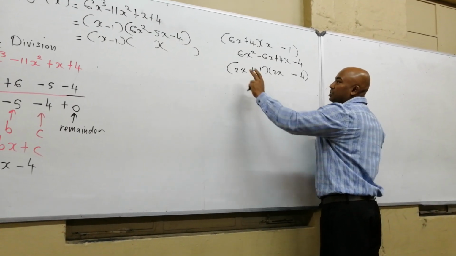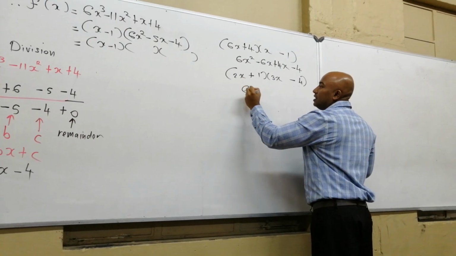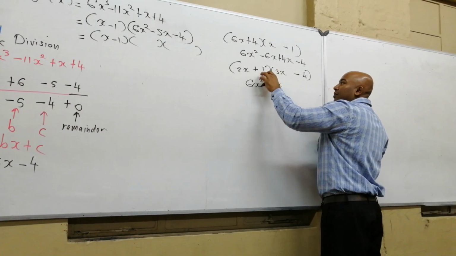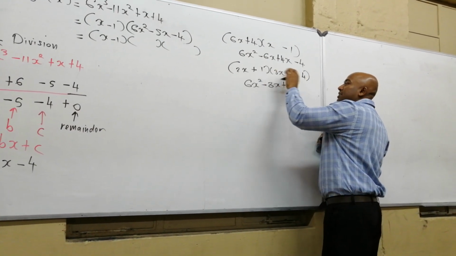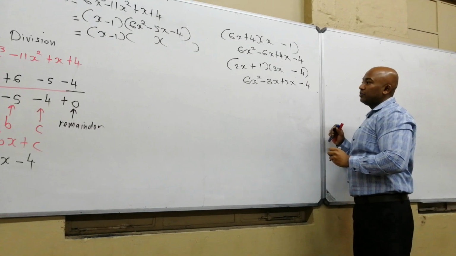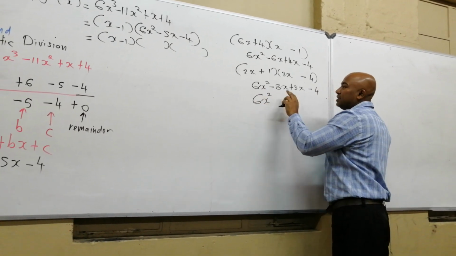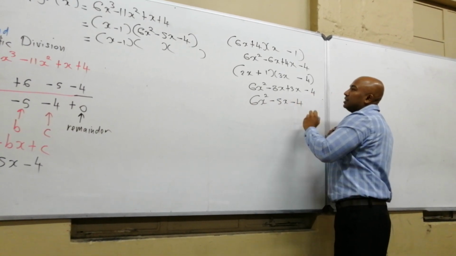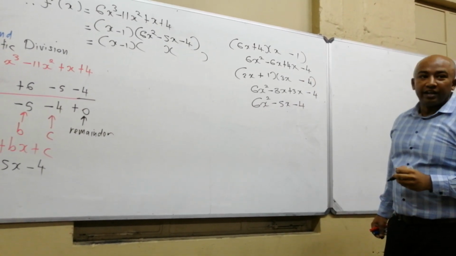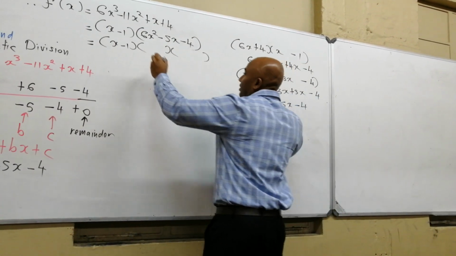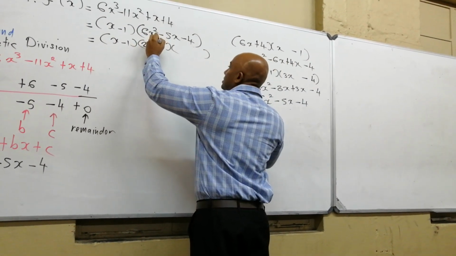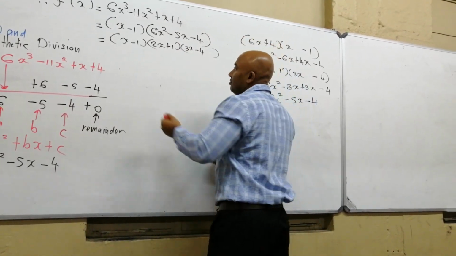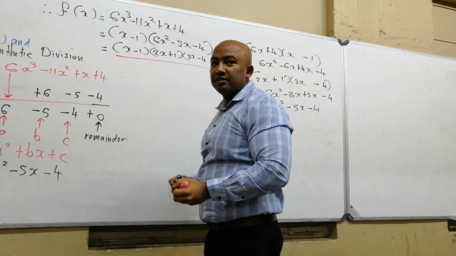Let's do a check here to make sure 2 times 3x is going to be 6x squared. 2x times minus 4 is minus 8x. 1 times 3x is 3x. 1 times minus 4 is minus 4. So we got 6x squared minus 8x plus 3x is minus 5x, and then we got minus 4, and that's exactly correct. You can say that. So the factors are 2x plus 1, 3x minus 4, and that is your final answer.